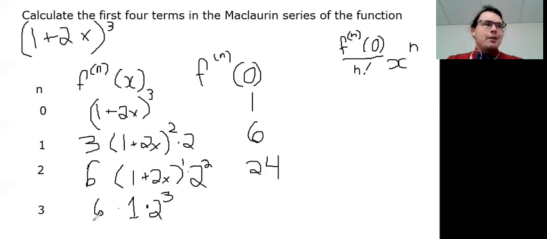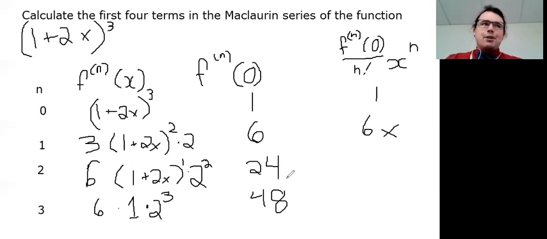And then for the third line, the number 3 line, I should say, this will simplify down to 48. So now these are the numbers that I'll use in my Maclaurin series formula. My constant term will just be 1. My linear term will be 6x.